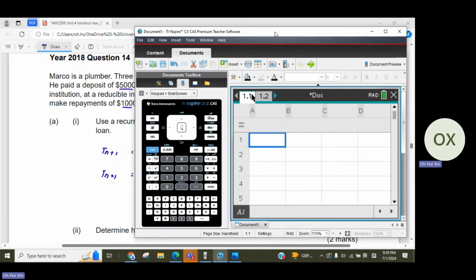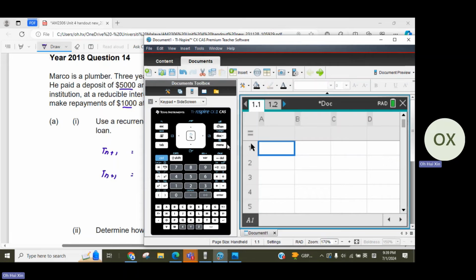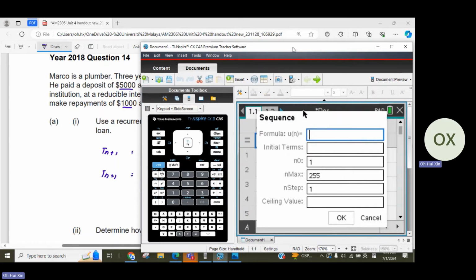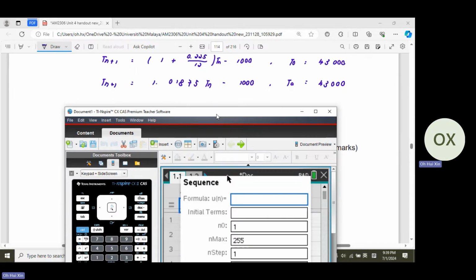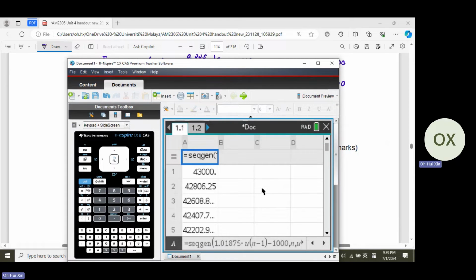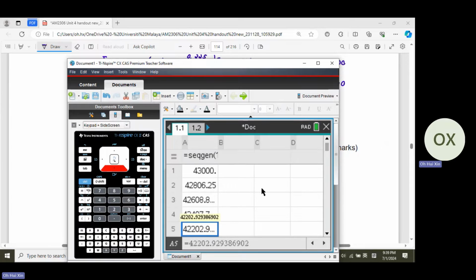So yeah, of course, if you want to use the finance solver to do this, it is also fine. But since the question asks for a recursive rule, we might as well just continue from there. You can type in the value that you have already simplified, or if you want to use the original one, type the entire thing, also no issue. So initial term 43,000. The first term is the T0, so that's why we continue.